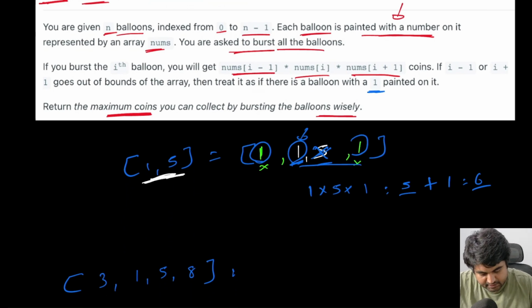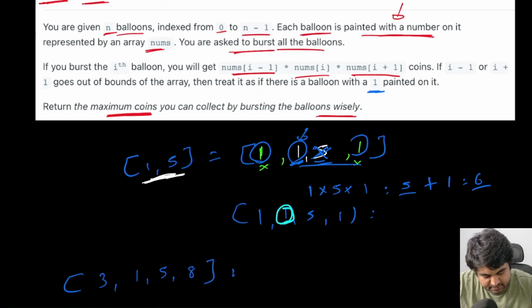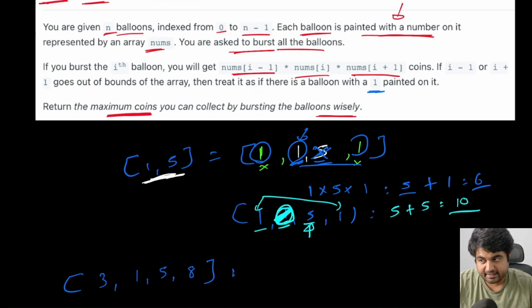Why? Because in the same example, instead of bursting balloon number 5 at the beginning, if we decide to burst balloon number 1 in the beginning instead, then we burst this balloon number 1, and that would yield us the value of 5 multiplied by 1 multiplied by 1, so the total would be 5. Plus now this balloon no longer exists, but we still have this 5 left, and its neighboring balloons are 1 and 1, so this is also 5. So 5 plus 5, the total is going to be 10, so we need to return 10 as the answer.